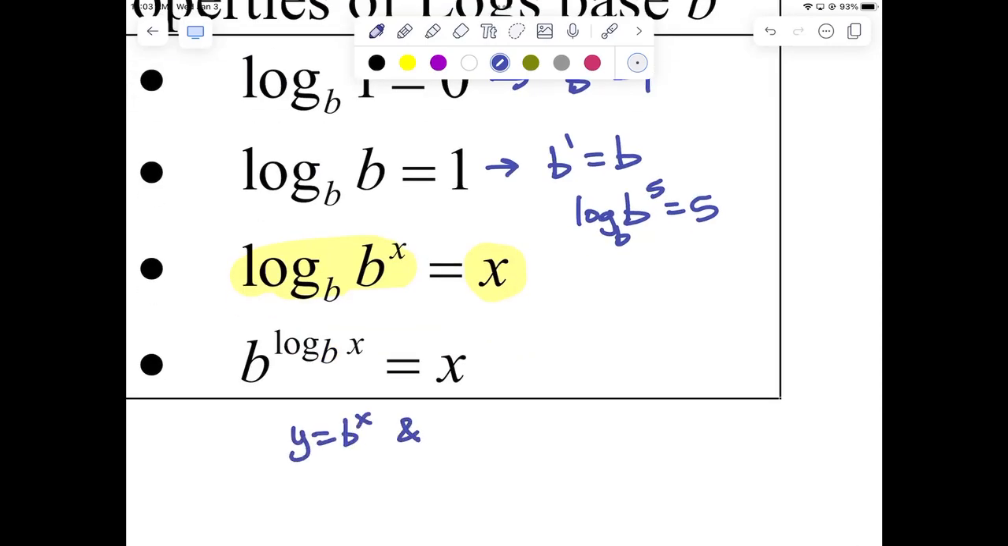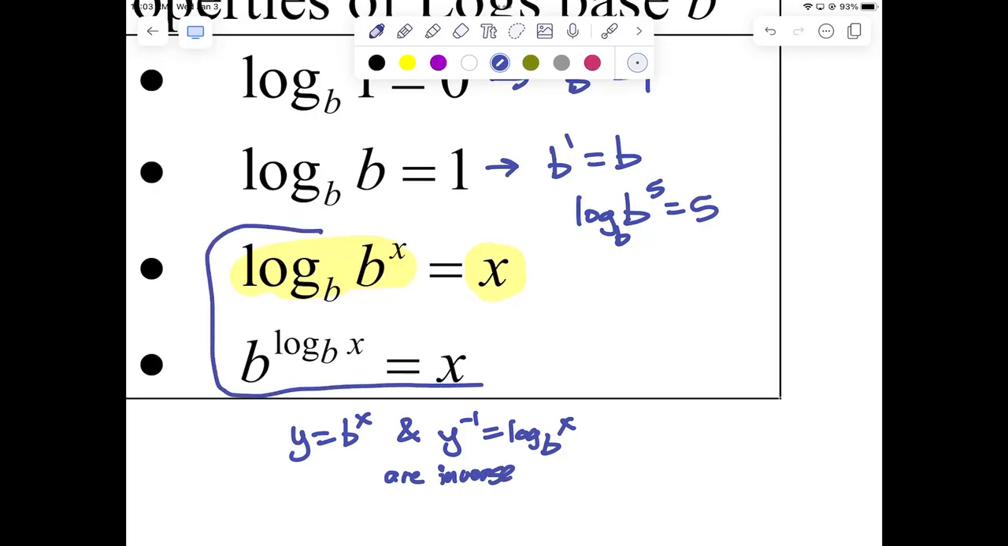y equals b to the x, good, and y equals log base b of x are inverses. So that means we can compose them in any order, and we get back to where we started. So b raised to the log base b of x is also equal to x.